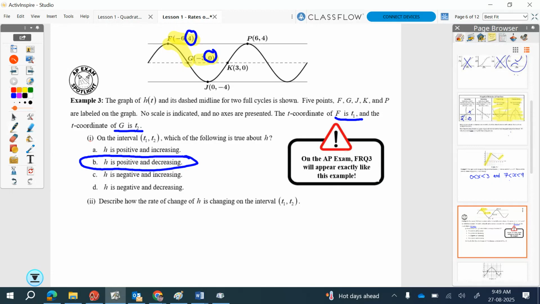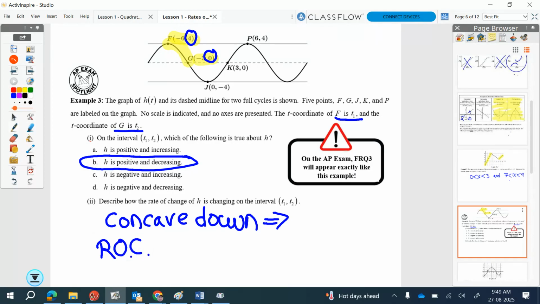Describe how the rate of change is changing. Okay, so this is our key knowledge again from today. It's about the concavity. Is the function on this interval concave up or concave down? Down. It's concave down. So that's our reasoning. We have to start by giving our reasoning. The function is concave down on this interval. This implies, does this imply that the rate of change is increasing or decreasing? Decreasing. This implies the rate of change is decreasing.